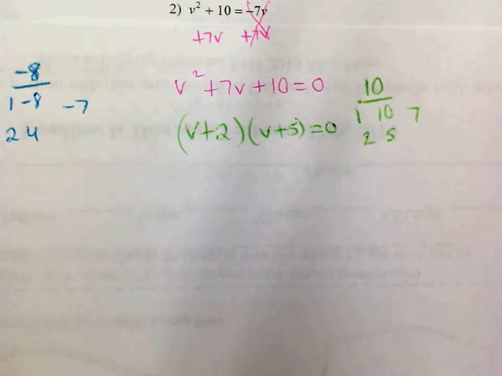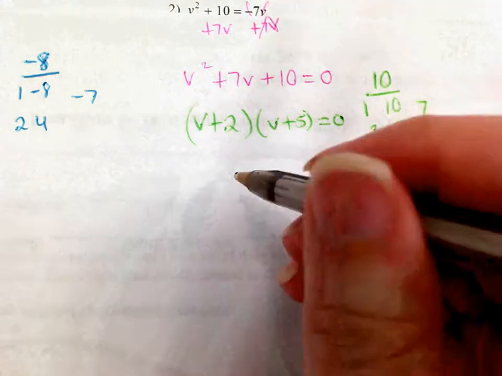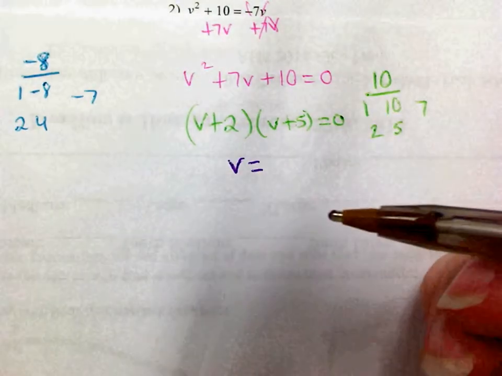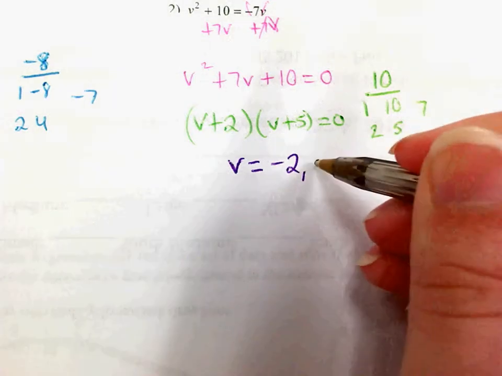So, what does that mean? This equals 0 when v equals negative 2 and negative 5.